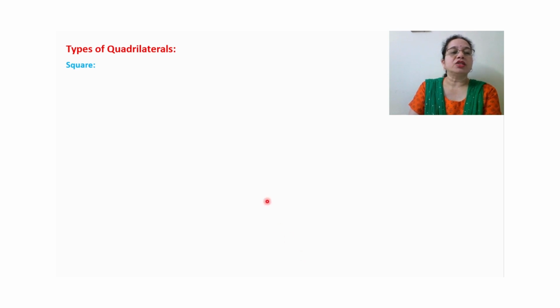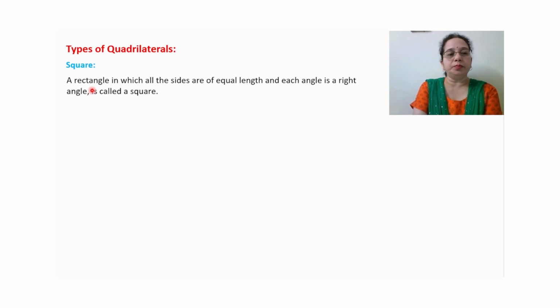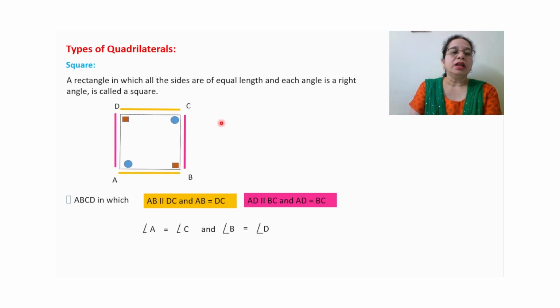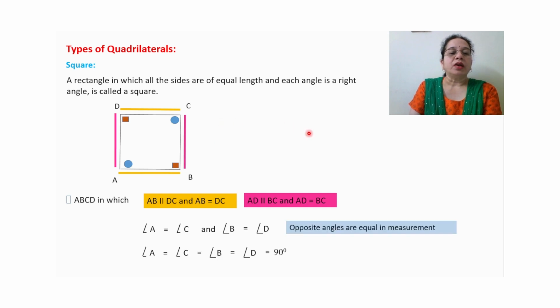Now the next one is a square. This is a square. A square can be defined in terms of a rectangle. A rectangle whose all the sides are equal and each angle is a right angle is called a square. This is a square in which opposite sides are equal and parallel. These opposite sides are equal and parallel. Opposite angles are equal. These opposite angles are equal. Each angle is of 90 degrees. What is new here? All the four sides are equal in length.